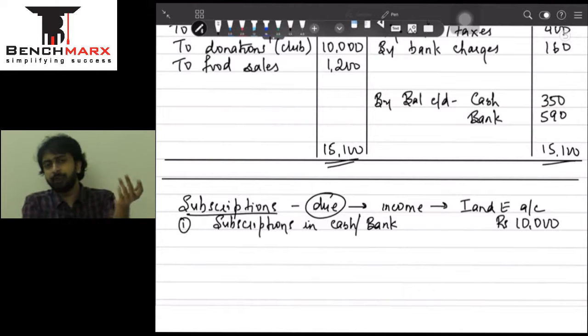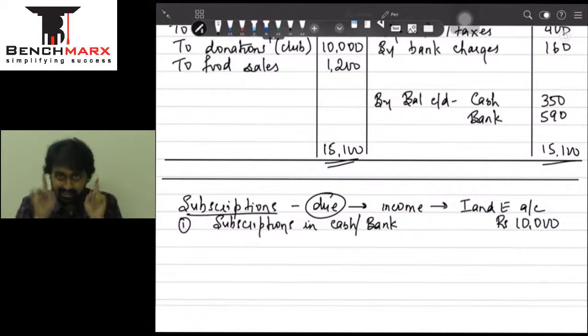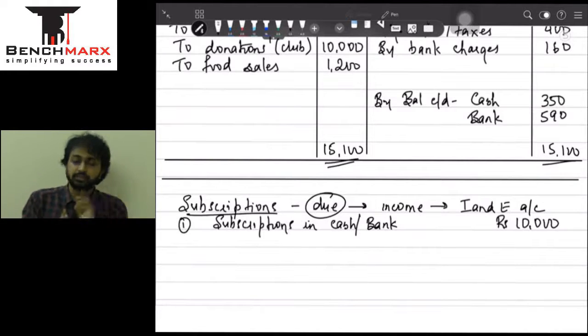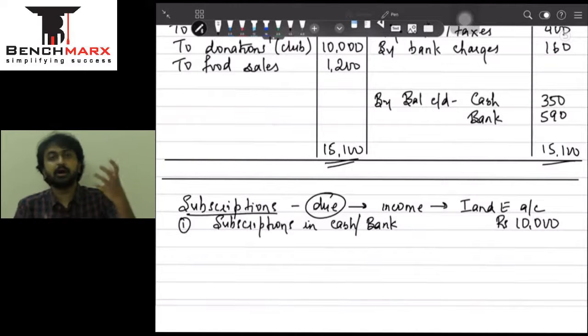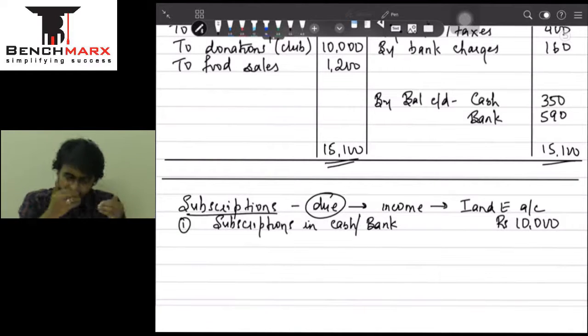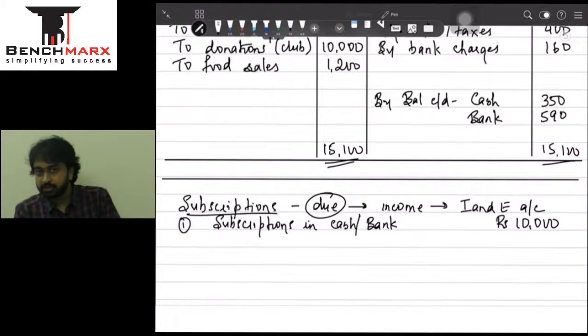Ye definitely apna income hai because this is cash received. Barabar? Lekin, isme thode complications hai. Is it possible that 10,000 mein se, barabar, 1,000 has been received of the previous year? Is it possible? First of all, ye socho, is it possible, yes or no? The answer is yes. Like the way debtors make the payments in the current year for a debt pertaining to the previous year, some members will also physically pay in the current year for membership fees or subscription fees of the previous year.